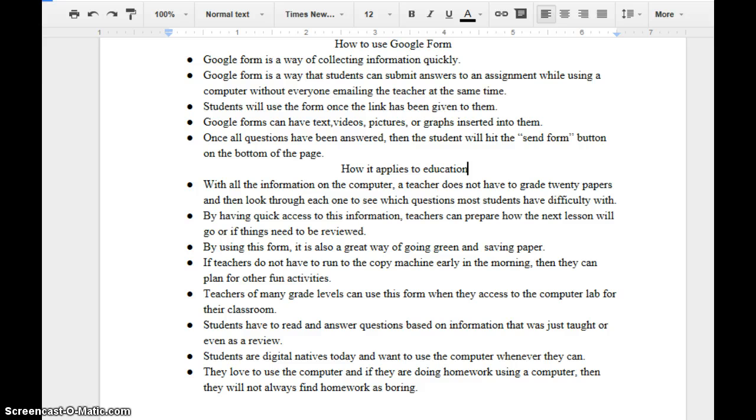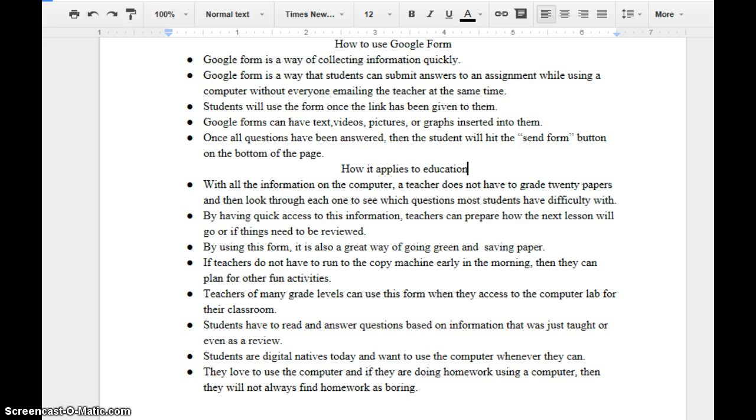This is Miss Cahill, and today I want to talk a little bit about technology. Technology is something that we use on a daily basis. It has become part of our lives, whether we wanted it to or not. Some days technology may work with us, and some days it does not. But there are a lot of benefits to using technology. The one technology that I want to focus on today is Google Forms.